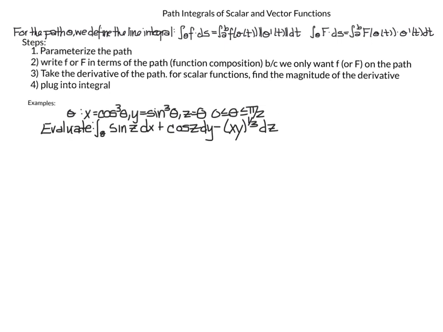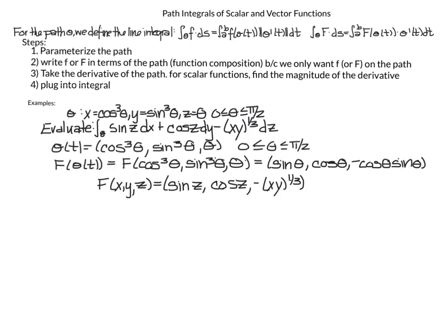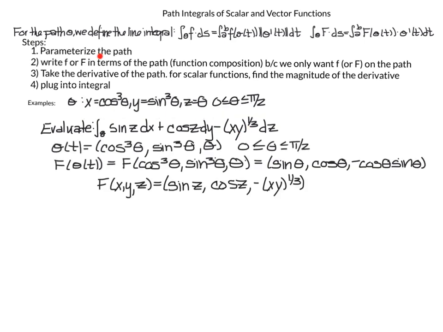Our next example is we're going to let sigma be the path cosine cubed theta, sine cubed theta, theta going between 0 and 2 pi, and we're going to integrate sine z dx plus cosine z dy minus xy to the 1/3 dz. I start by parameterizing my path, which has already been done for me, so I have cosine cubed theta, sine cubed theta, and theta between 0 and 2 pi.